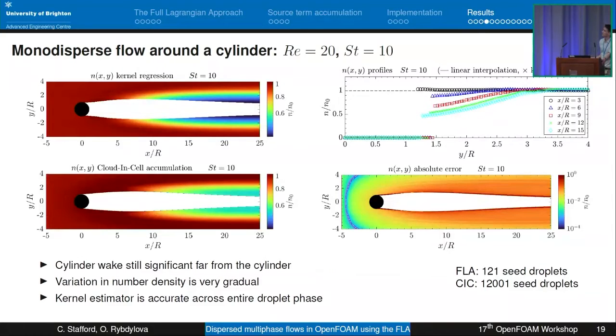For a very inertial droplet flow, a Stokes number of 10, it's even more improved in a way. The wake is still significant, and it goes to the edge of the domain, and we see that the accuracy is generally acceptable again, and in particular the profiles are captured well. So this is for a benchmark case of monodisperse steady state flow, comparing using cloud and cell accumulation as a reference. But the telling thing is that we can use 100 times fewer trajectories to get a very similar picture.